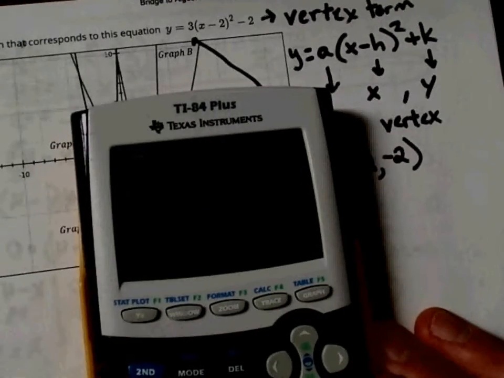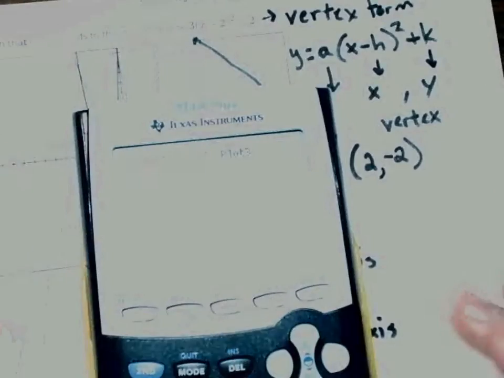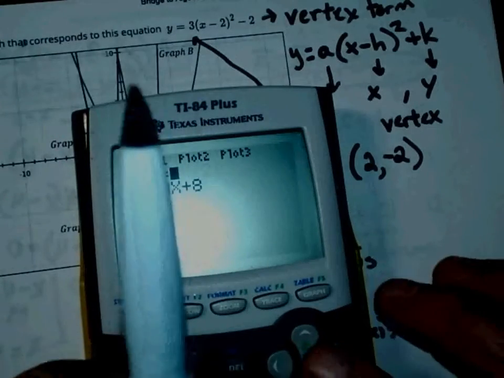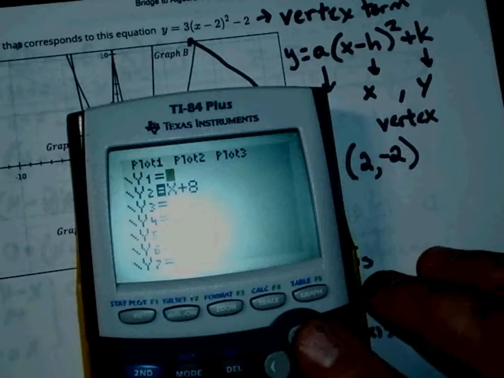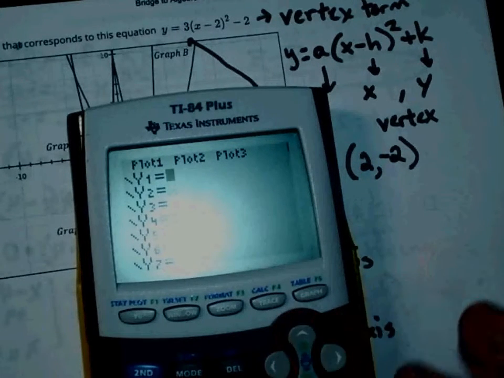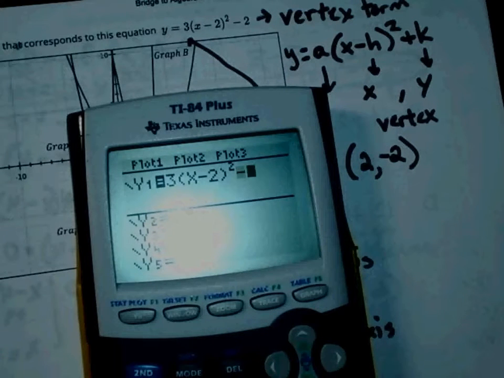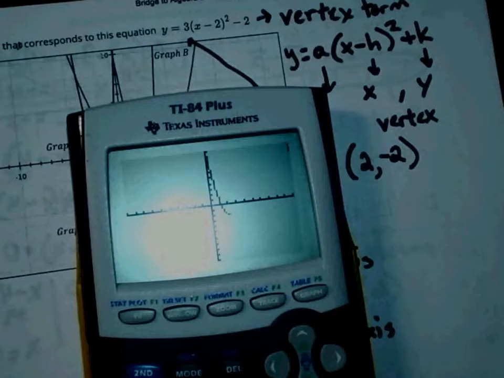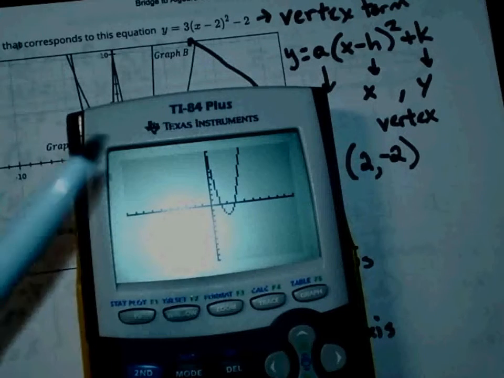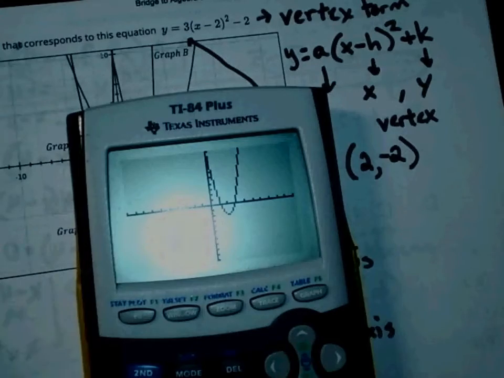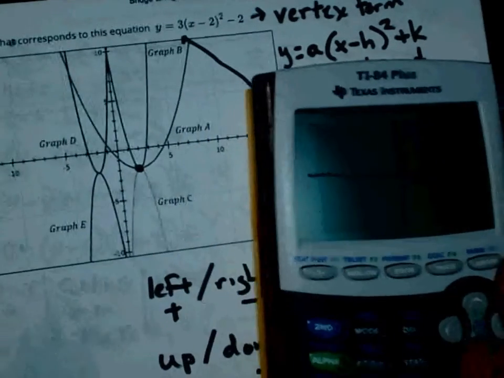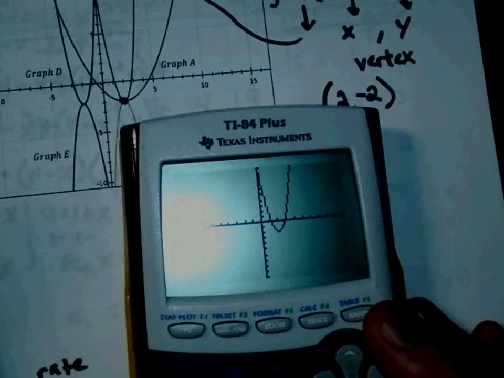And so what I could do on my y equals is I could go up here and I could go 3 parentheses x minus 2 close parentheses squared minus 2 and hit graph. And from this point I could look at it, but that's also kind of tough to see because of my window and all that kind of stuff, okay? And so that's what we have for our graph. Which one do you say that looks like it represents? B. It does, easily, right?